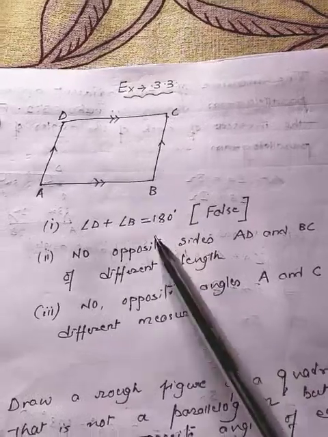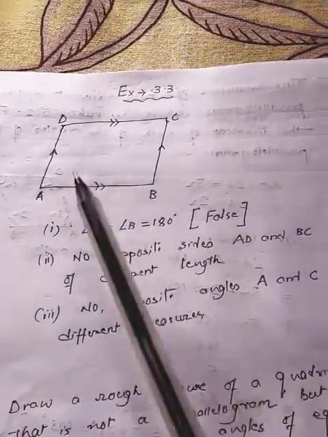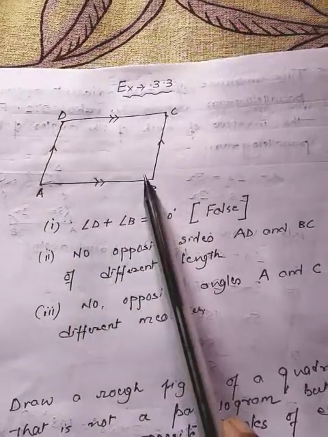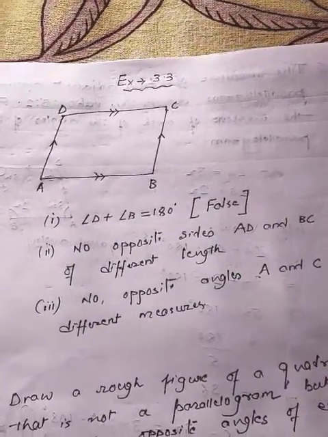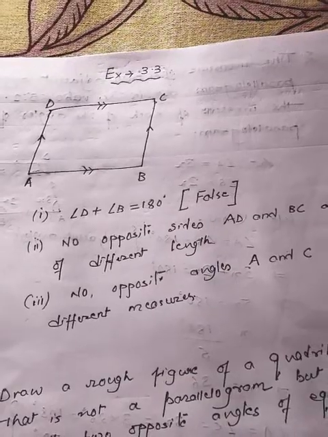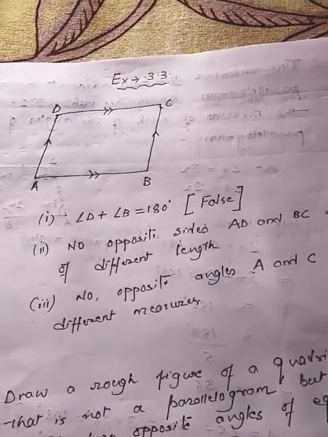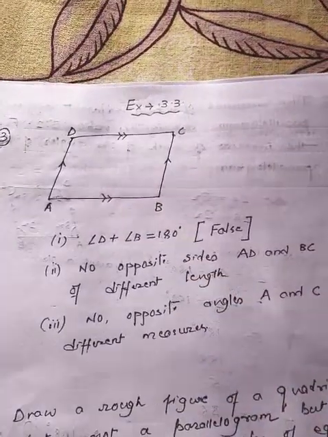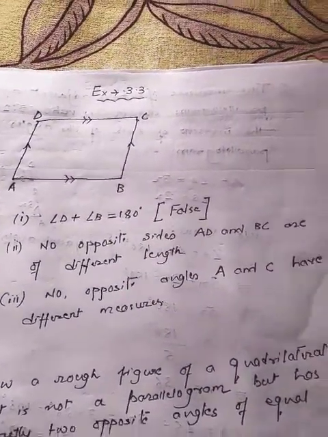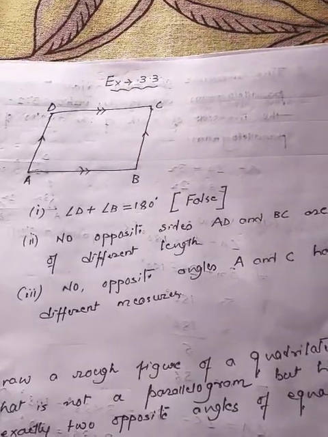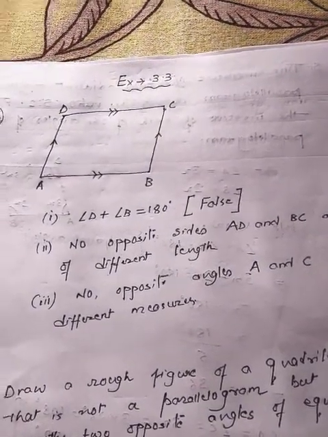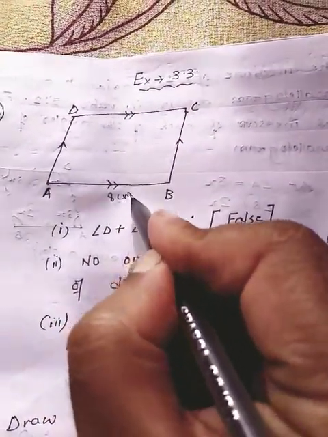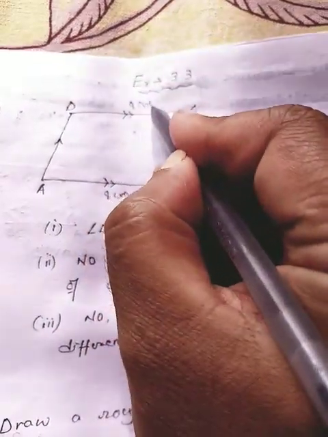So it was a property of adjacent angles, isn't it? If they would have written angle A plus angle B equals 180 degrees, then we would have written yes, in this case quadrilateral ABCD would be a parallelogram, but in this case it is not matching with the property of parallelogram. The second question: suppose AB equals DC. Now this property is matching.